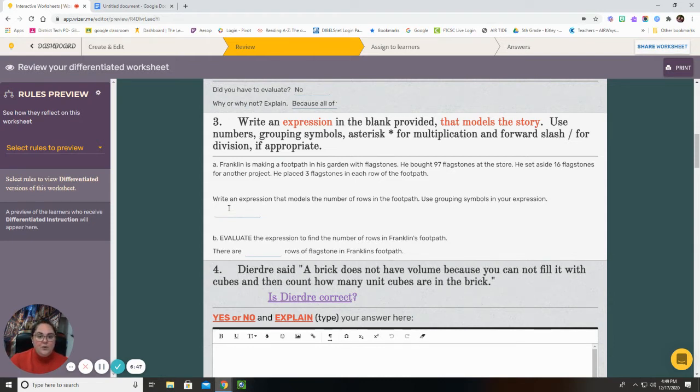What I would do is start by thinking about my total, 97, and then I'm going to take away what he set aside. That's the first thing that he does. He starts with this amount and he says, you know what, I'm going to save these for later, and takes them away. So I'm going to do it in parentheses because I want to make sure that gets done first. So I'm going to start with 97 minus 16.